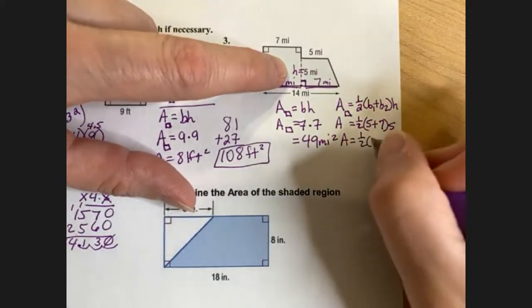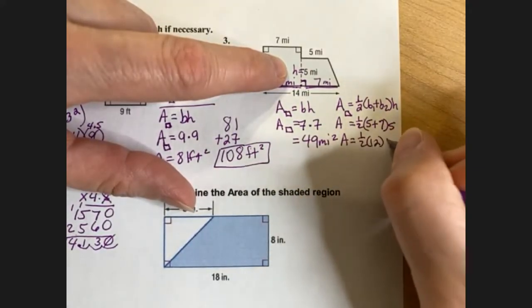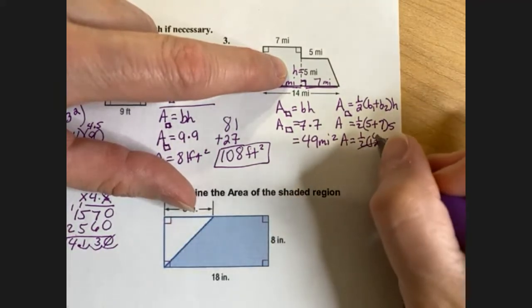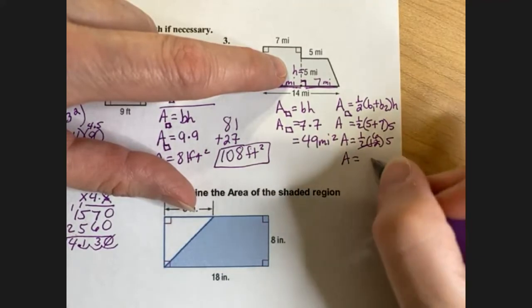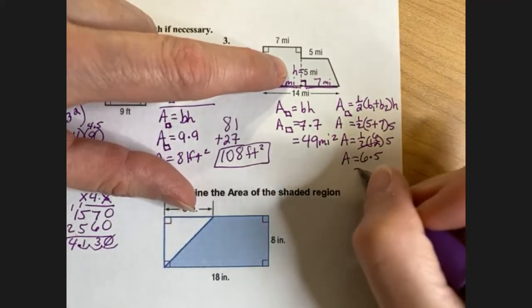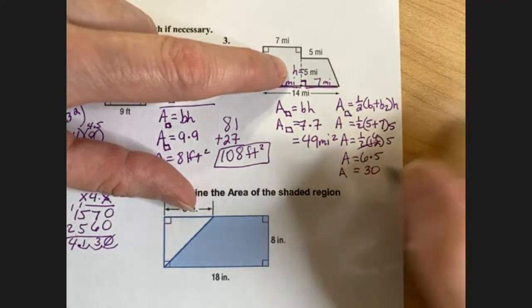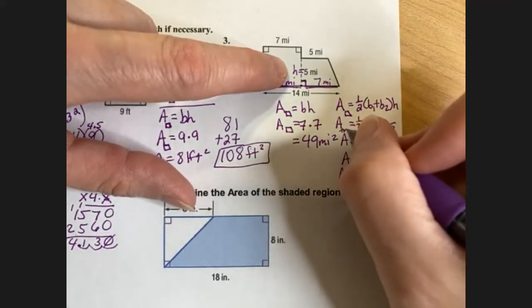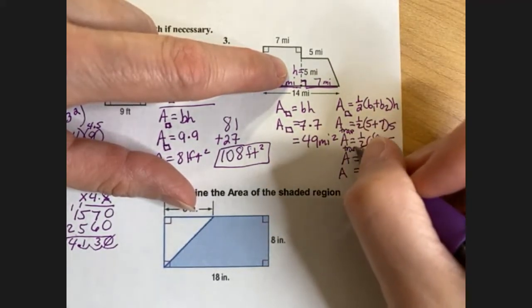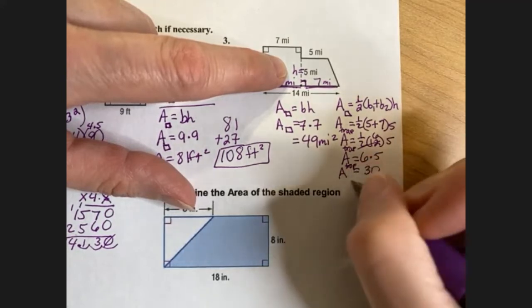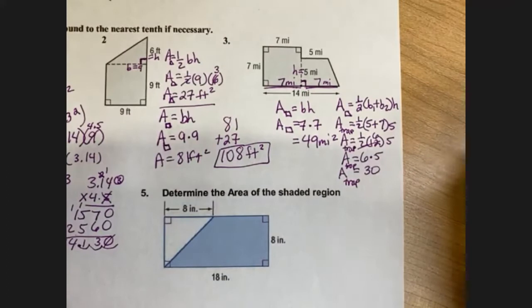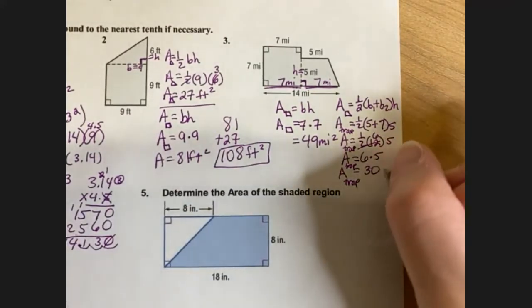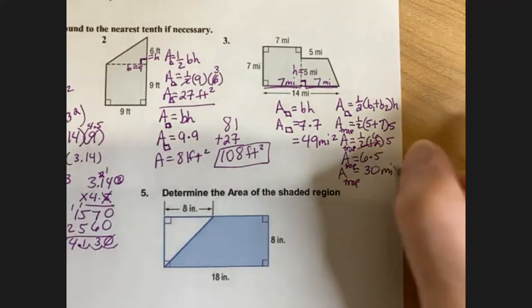5 plus 7, I have to do parentheses first, is 12. I can do half of 12, which is 6. So the area of the trapezoid would be 6 times 5, or 30 units squared. And so if I'm having a hard time with the drawings, I can just write trap to stand for trapezoid. That's just an abbreviation. So area of my trapezoid is 30 miles squared.